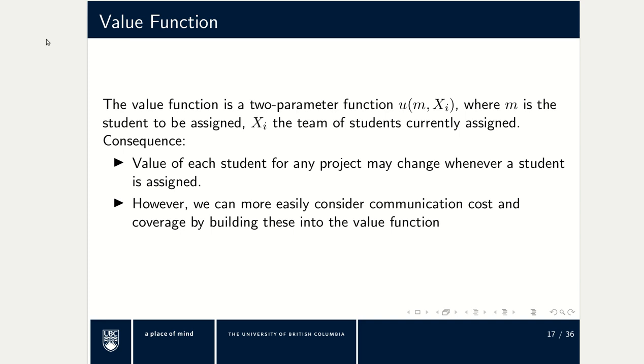Okay, finally, we need our value function. I will talk about our specific value function soon. But in general, the value function is going to be a two-parameter function, where m is the student that's going to be assigned, and X_i is the team of students that are currently assigned. Because we're using a two-parameter function, that means that the value of each student for any project may change whenever a student is assigned. But we can more easily consider communication cost and coverage by just building these into that value function.